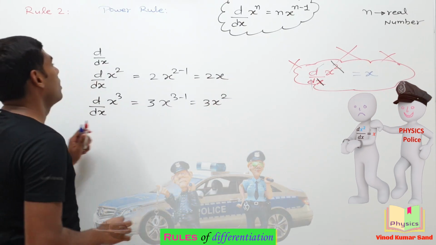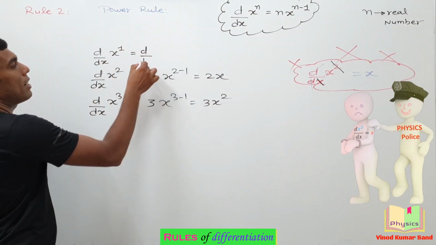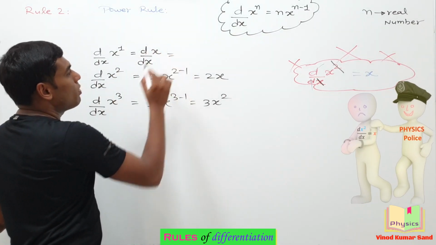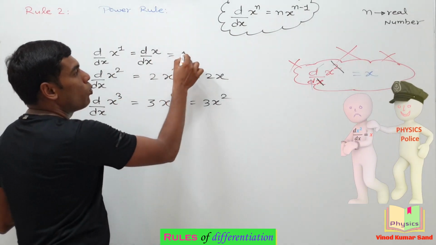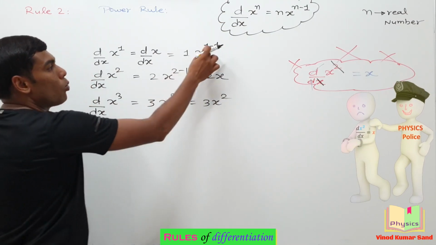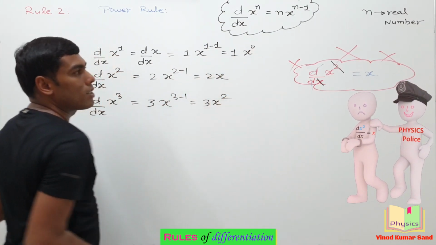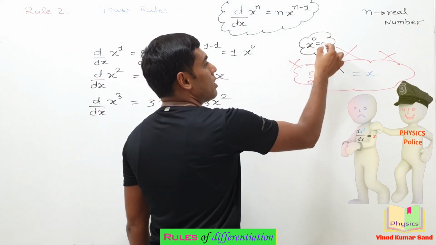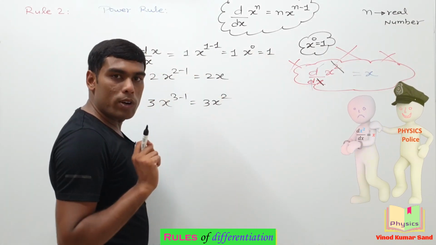Don't ever do that. D by dx of x to power 1, you can simply write as only d by dx of x. Then your answer will be what? Pay attention here. It will be 1 x to power 1 minus 1. 1 minus 1 will become 0. It means 1 x to power 0. How much is x to power 0? X to power 0 is always equal to 1. So this answer is finally 1.